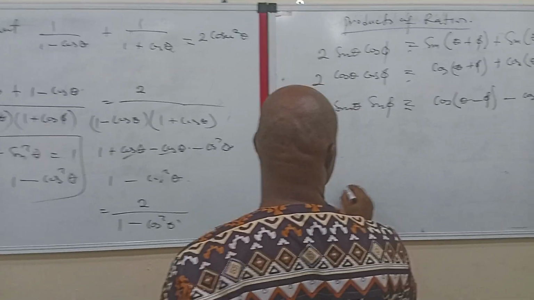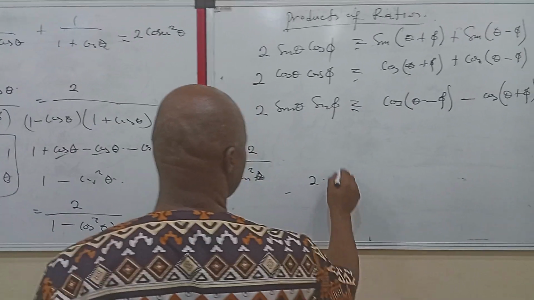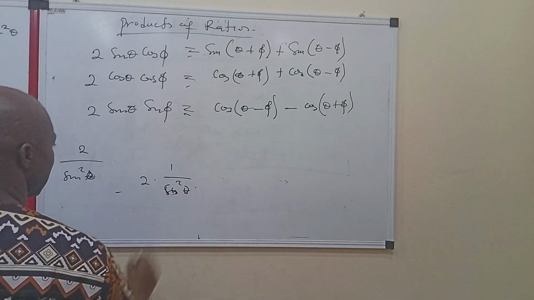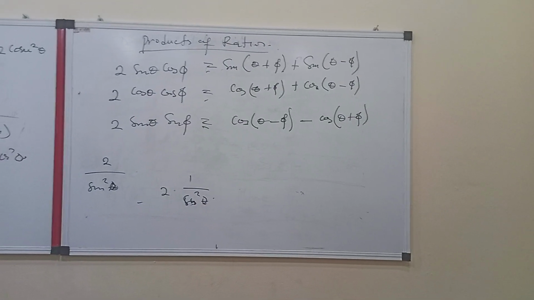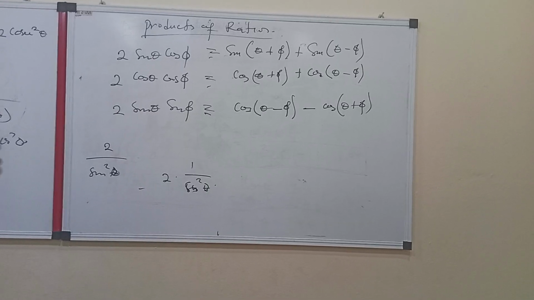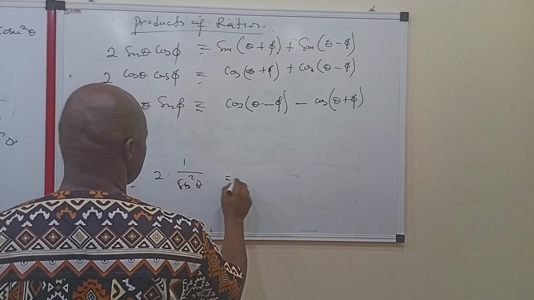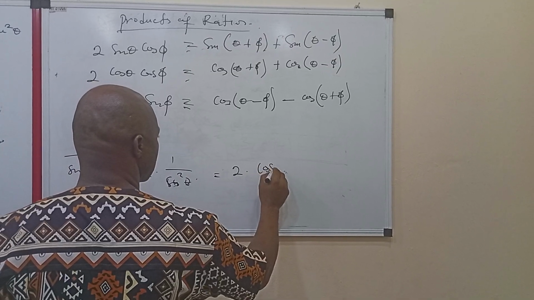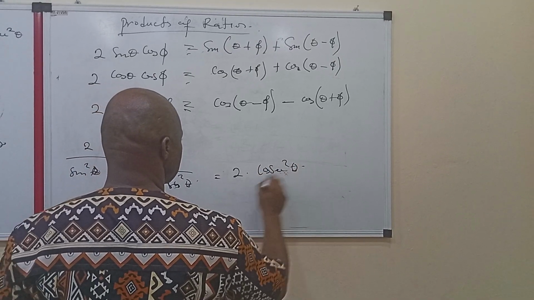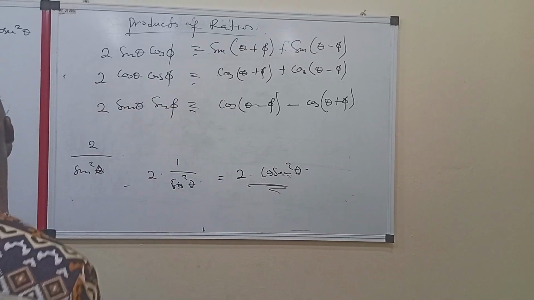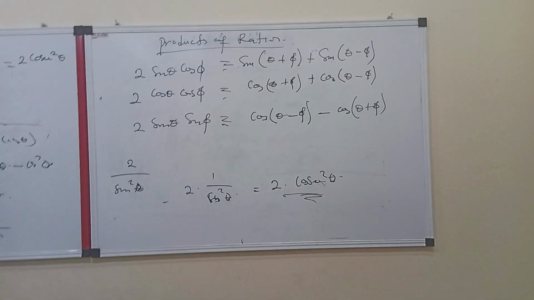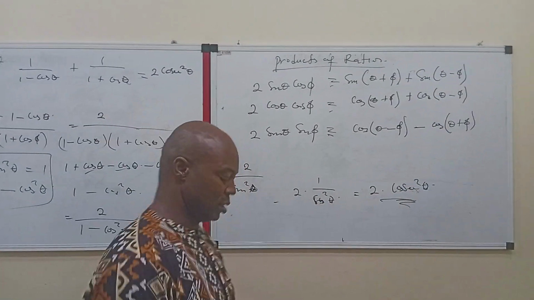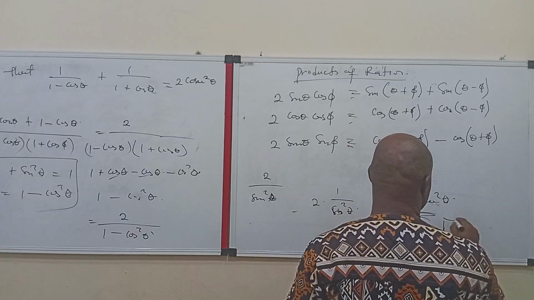And this you can further write as 2 dot 1 over sine squared theta. And we know that 1 over sine squared theta is the same thing as cosec squared theta. This one is the same thing as 2 into cosec squared theta. So with this, you have shown that this plus this is equal to 2 cosec squared theta, QED.